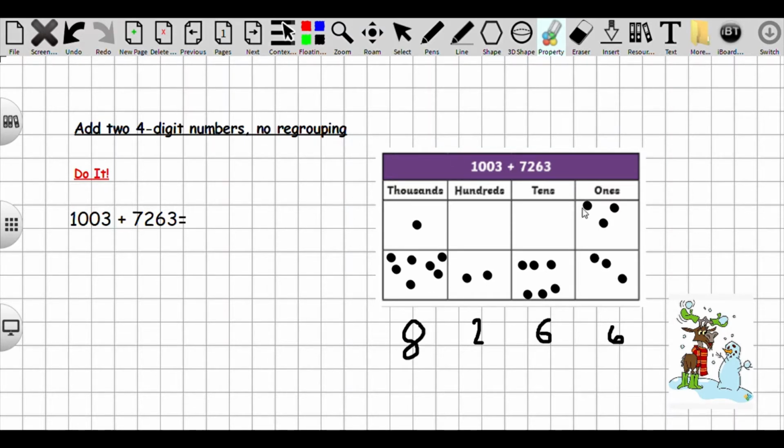If you feel comfortable just to use column addition, that is absolutely fine. So you don't need to use this grid if you don't want to, as long as you lay your work out properly. Okay, and put your thousands, hundreds, tens and ones above the correct digit in your column addition.